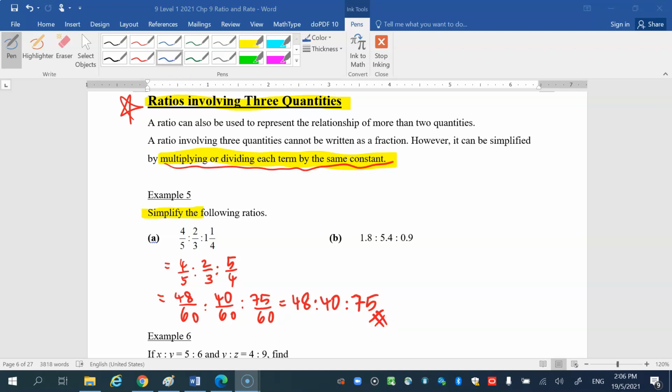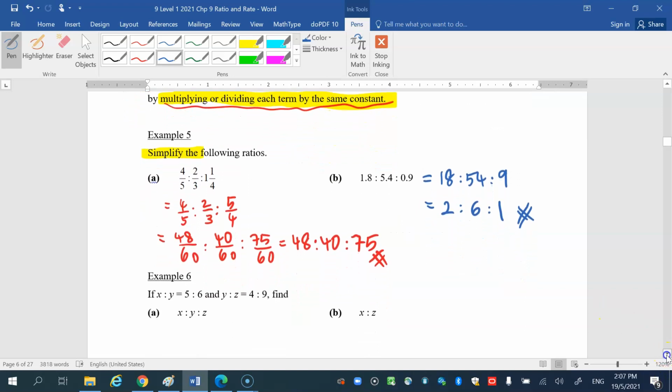So part B, we have 1.8 is to 5.4 is to 0.9. Now in order to simplify, I'm going to multiply every term by 10 first. So I have 18 is to 54 is to 9. Then after that, I can just divide every number by 9 to simplify, because this is not in the simplest form. I can still divide by 9. So my final answer is 2 is to 6 is to 1. Easy. All right. Now let's look at example 6.